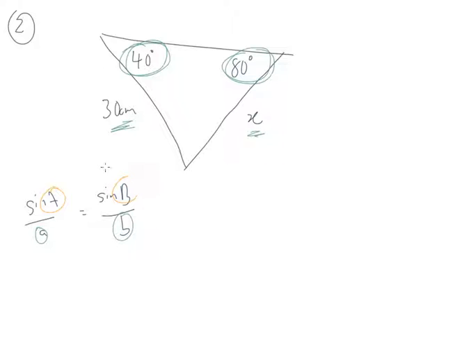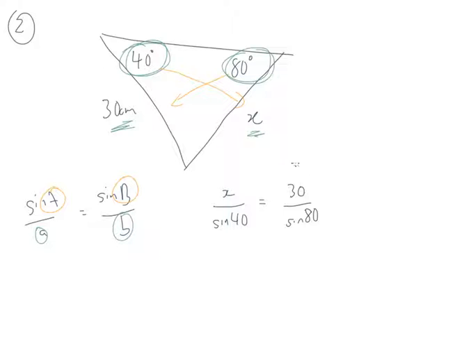Okay, I'm looking for matching or opposite pairs. Opposite pairs, I've got 40 and x. I've got 80 and 30. So, trying to find a side, sides go on top. It's going to be x on the matching pair, sine 40, equals 30 on sine 80. Remember, you can only sine angles. So sine 40, sine an angle, sine 80, sine an angle. Sines together on the bottom.